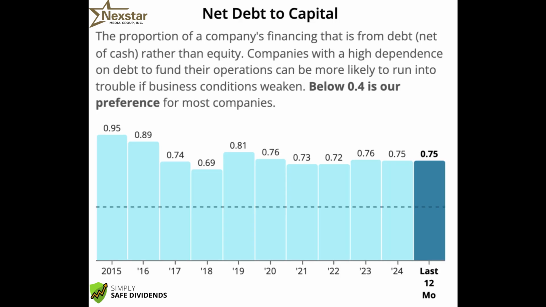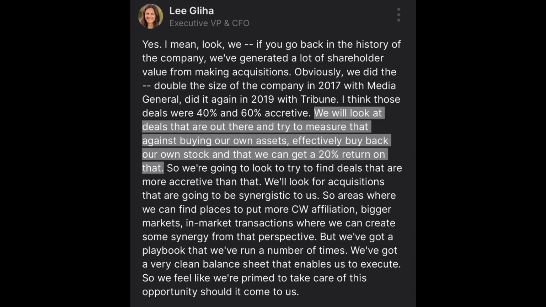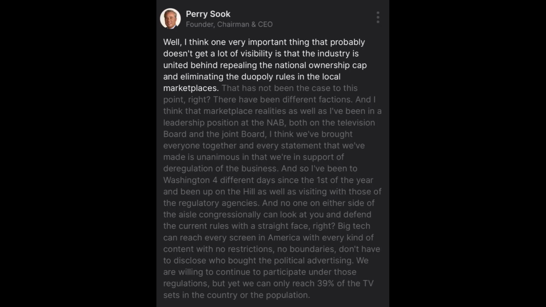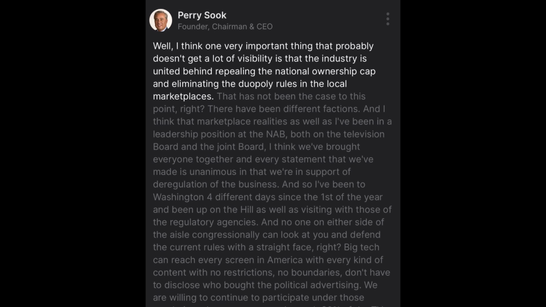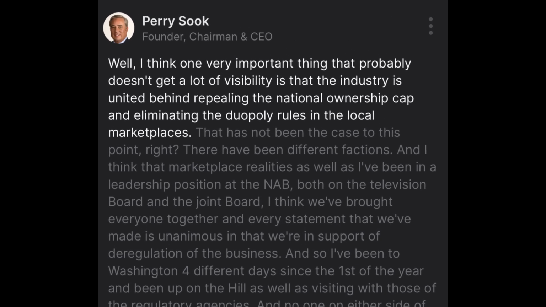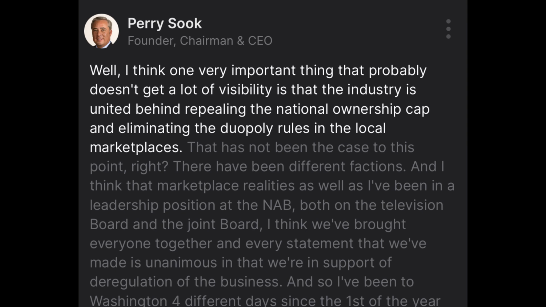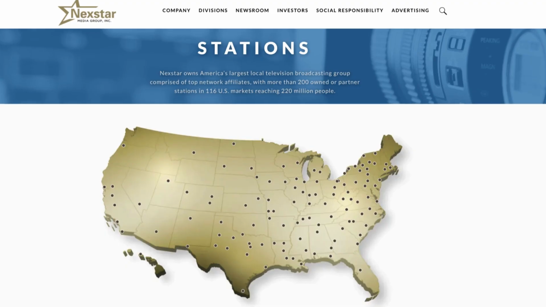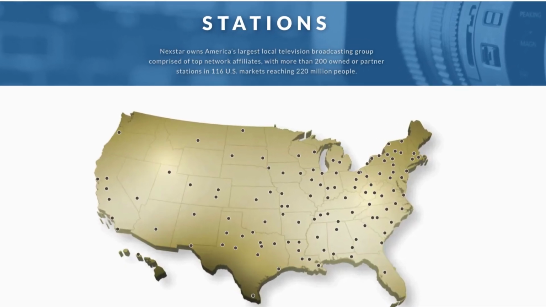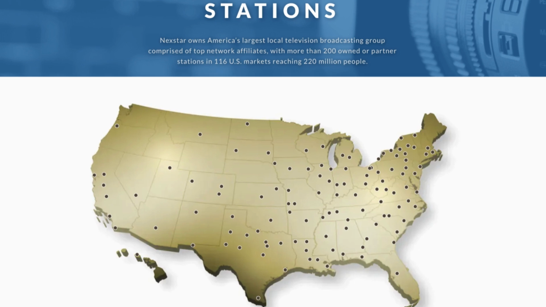Now, one bugaboo that I'm not terribly thrilled about is their net debt to capital is at 75%, meaning that of their capital structure, 75% is debt and 25% is equity. But as Lee Ann Gliha, their CFO, says, at a 20% plus free cash flow yield, buying back their own stock will deliver a far better return than paying down lower interest debt. And one potential catalyst is what CEO Perry Sook is pushing for, and who has been actively lobbying on Capitol Hill to lift the FCC ownership cap restrictions. So currently, broadcasters are officially limited to reaching 39% of US households, but through some loopholes, Nexstar is able to reach more. And if those caps were removed, Nexstar would likely grow even larger through acquisitions.